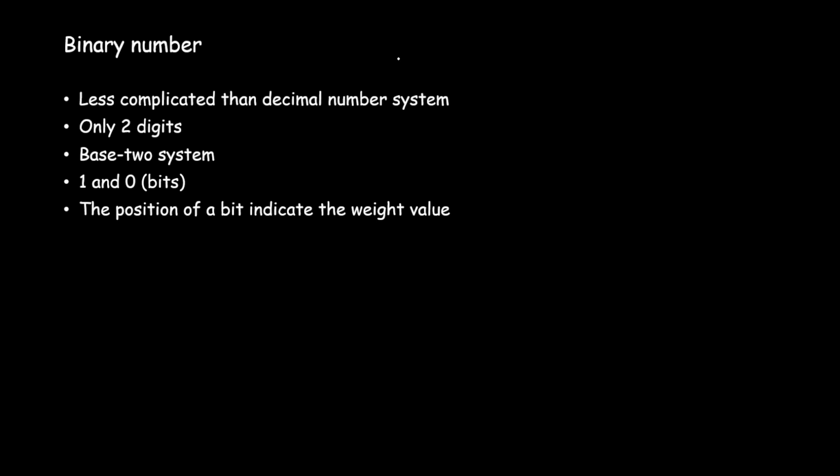Now, imagine I have a binary number, 10. This is a 2 to the power 0 weight, and there is a 2 to the power 1 weight, and if there is another digit, it is a 2 to the power 2 weight. From right, when you move towards left, it is in increasing powers of 2.